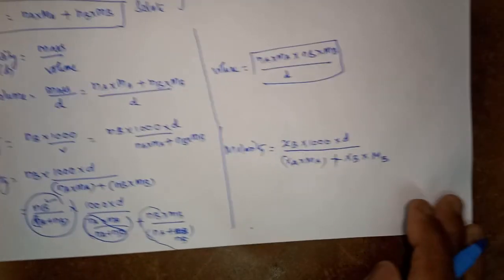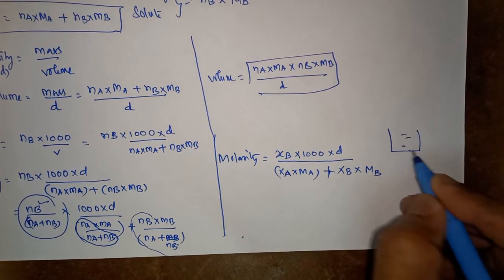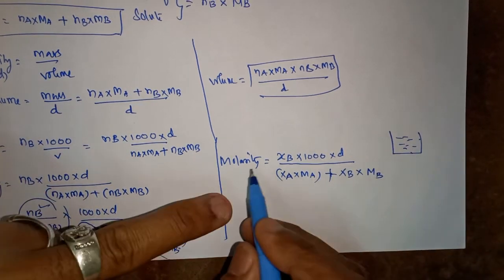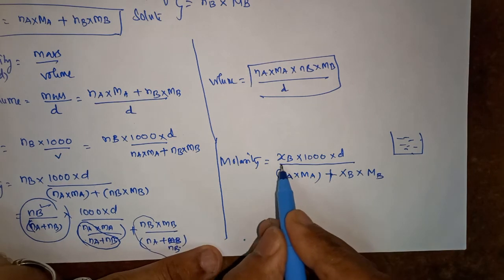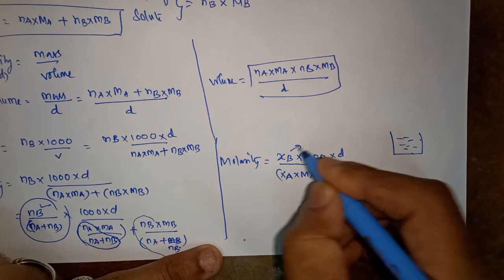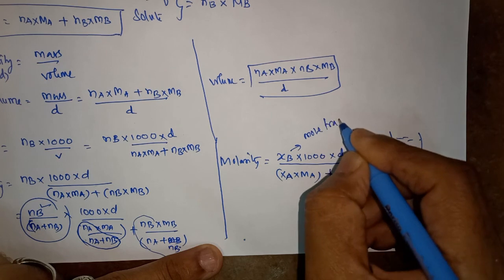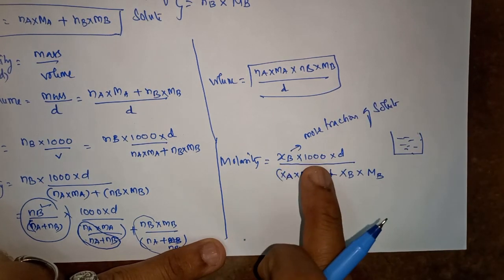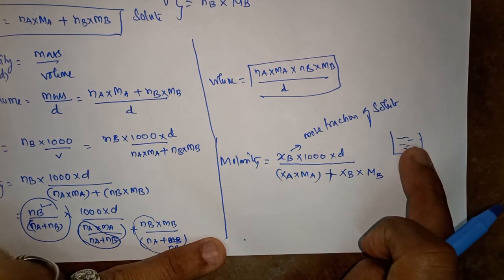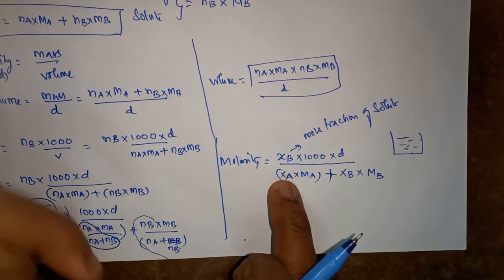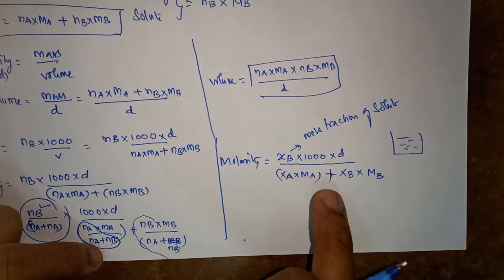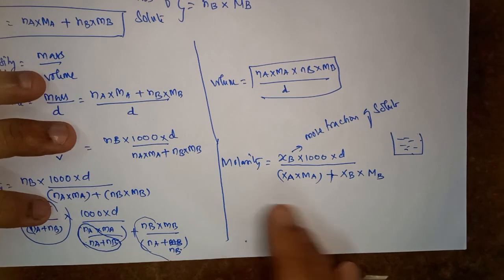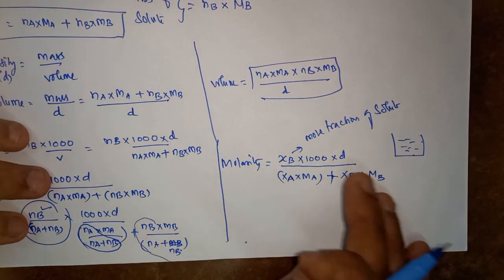So if a solution is given to you, how do you know the relationship between molarity and mole fraction for this solution? You write the mole fraction of solute into 1000 into the density of the solution, divided by the mole fraction of solvent into its molecular weight plus the mole fraction of solute into its molecular weight. In this way, molarity and mole fractions are related.